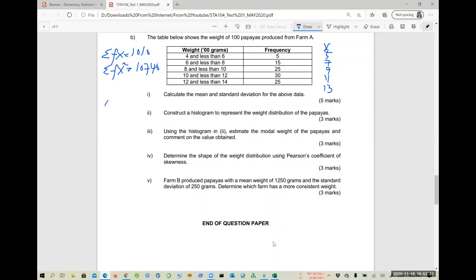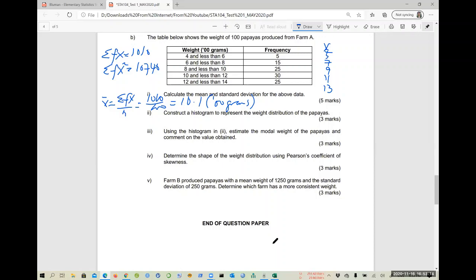So the next thing to find is the mean. So mean here is equal to x bar equal to summation of fx divided by n. So this gives you 1010 divided by 100. So you get this to be 10.1 in 1000 grams. Or you can just rewrite to be 1 kilogram. So if you want the 1000 gram, it will be 1010. So that is for the mean.